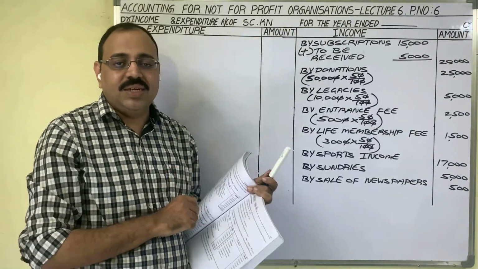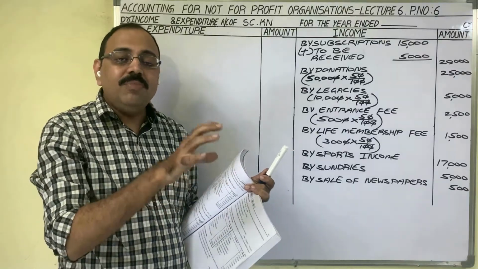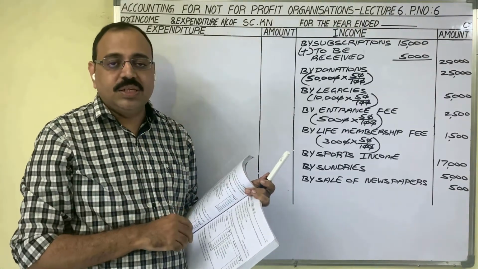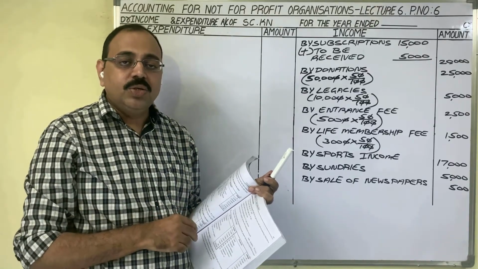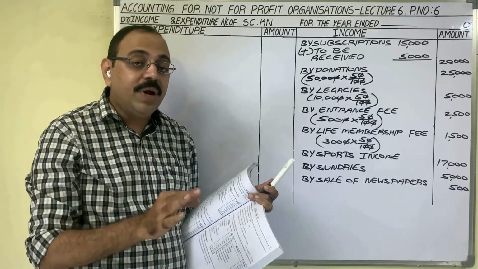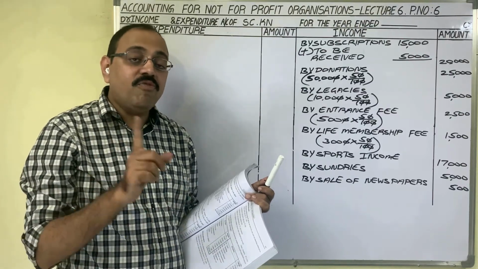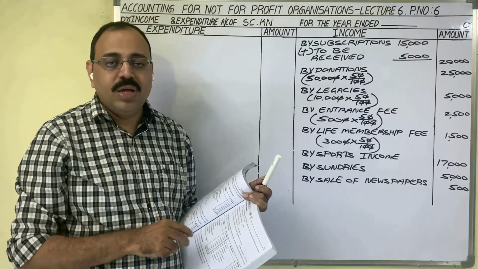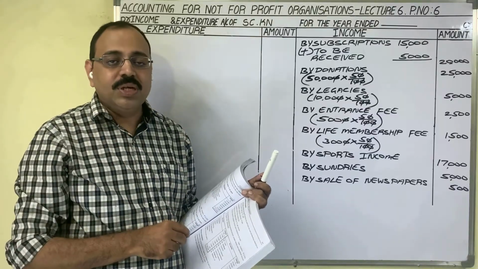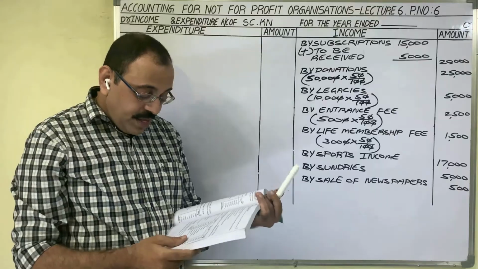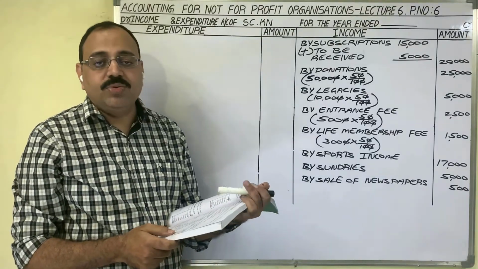Land is a fixed asset. So land firm doesn't purchase regularly. It is a rare purchase, rare payment. So it should be treated as capital payment. Means under asset side of balance sheet, we have to show this amount. Land 30,000 rupees, not in income and expenditure account. So ignore. Next, building 40,000.